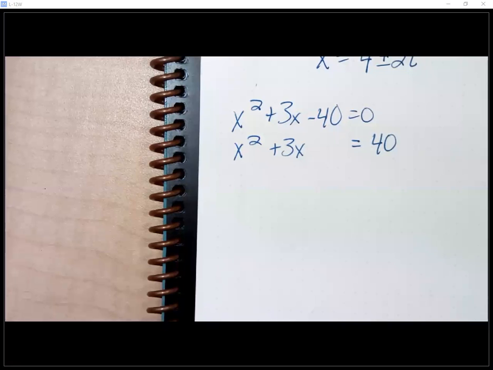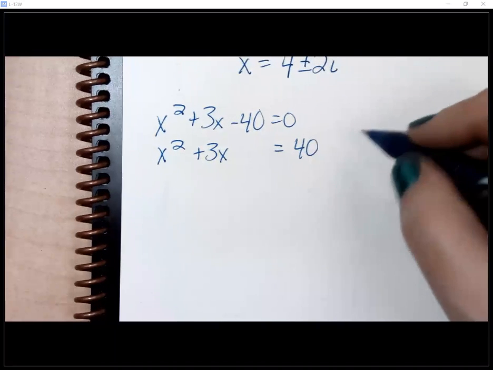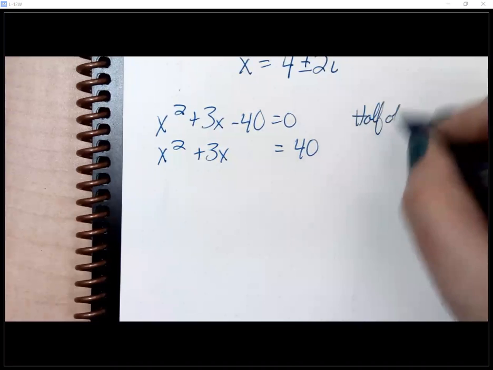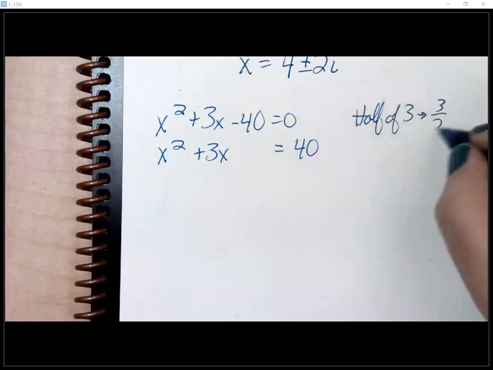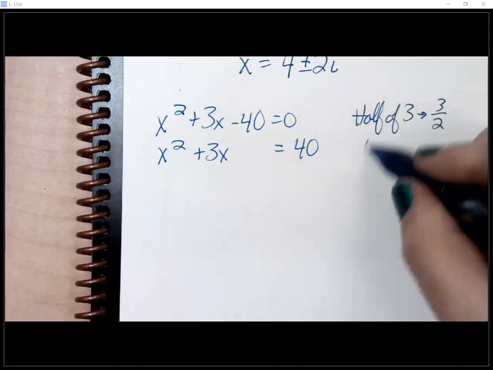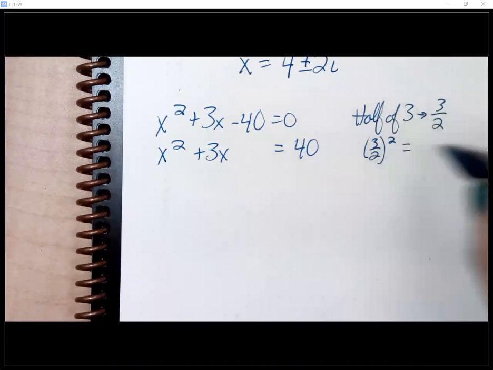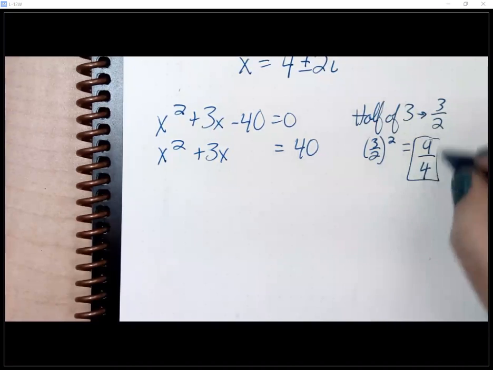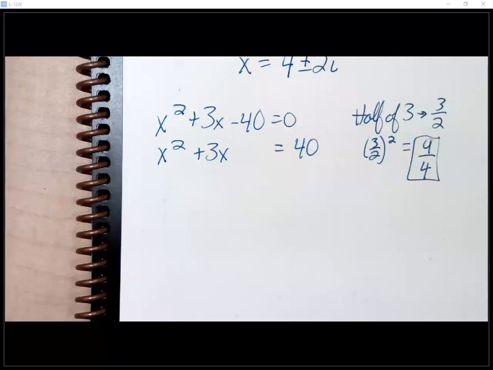All right, so half of 3. Isn't that just 3 over 2? Right? Half of 3 is 3 over 2. So you know what? I'm going to jot some things down over here. Half of 3 is 3 over 2. What is 3 over 2 squared? What do you get when you take 3 over 2 and you square it? 9 over 4. That's my magic number, right? There's half of B, and now I've squared it, so it's 9/4. So I'm going to add 9/4 to both sides.